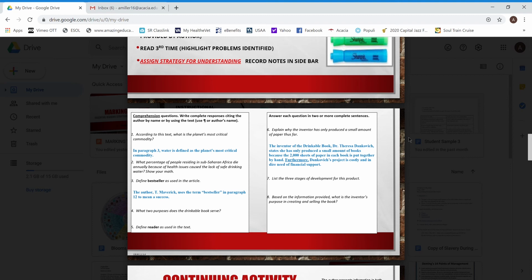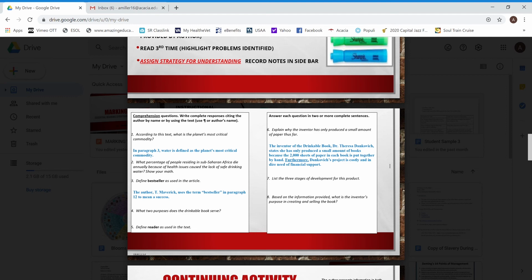Same thing when I did with number 3, define bestseller as used in the article. The author, T. Maverick, uses the term bestseller in paragraph 12 to mean a success. Here I combine both, the paragraph and the author's name, as well as rewording the question or the statement to answer thoroughly. For the higher grades over here, I have where they have to use 2 or more complete sentences, and they have to do explanations.